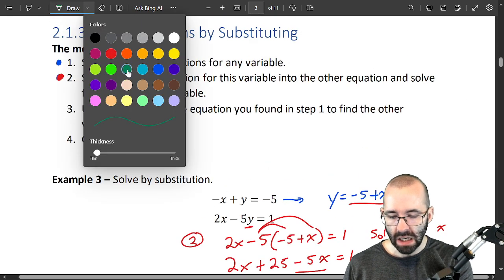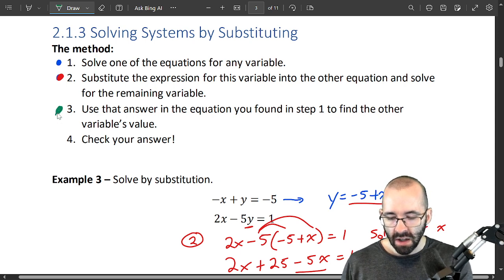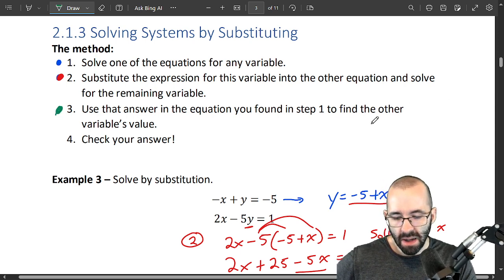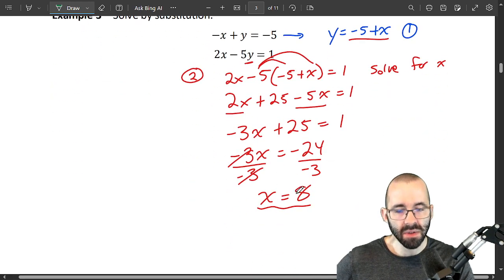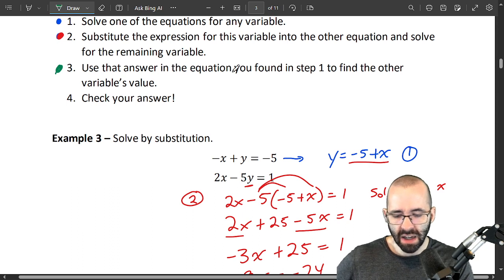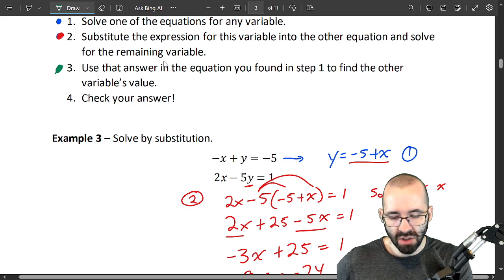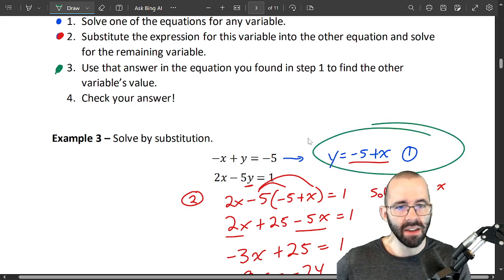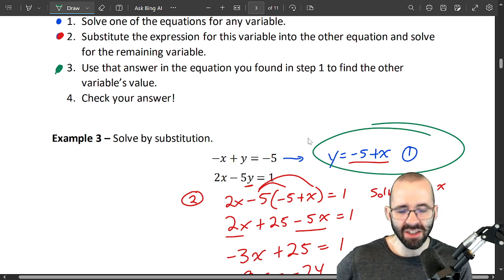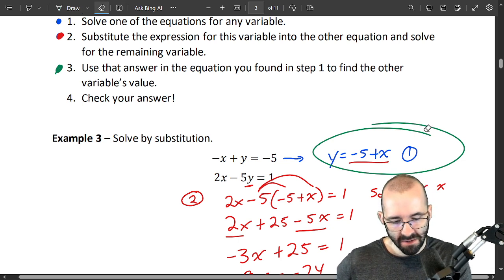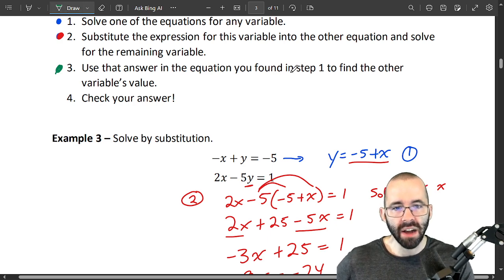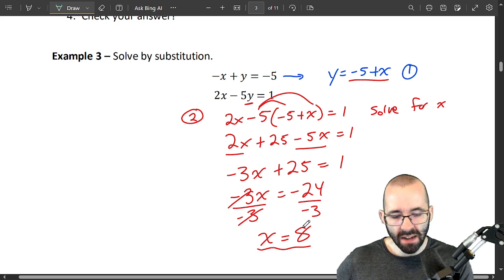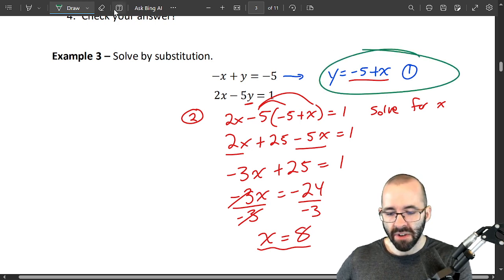Third step, we use green. Use that answer in the equation you found in step 1. So use the x equals 8 and put it in. Use that answer in the equation that you found in step 1. So use it in this. I'm trying to clarify the English. It says use it in this, the equation that we found in step 1, the blue step, to find the other variable's value. All right, so we know x has to be 8. We can use this equation to find what y has to be.